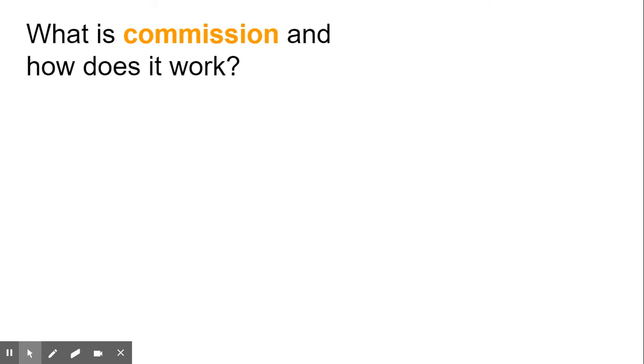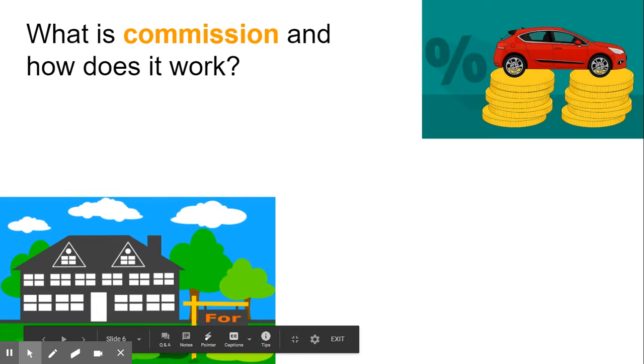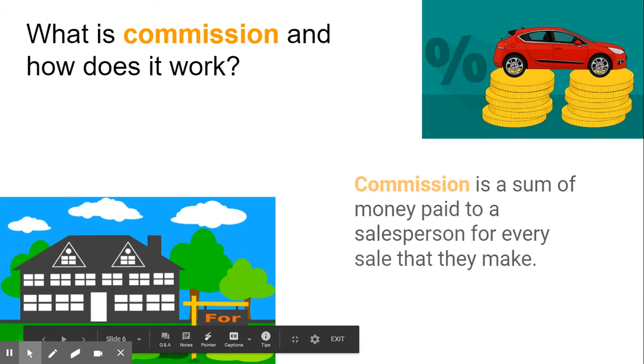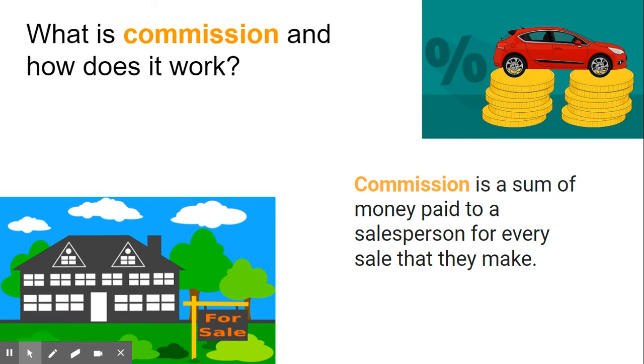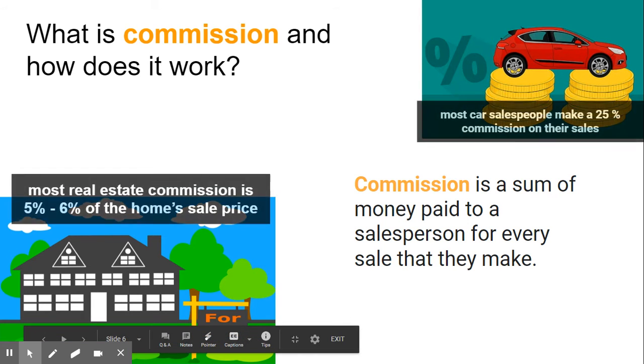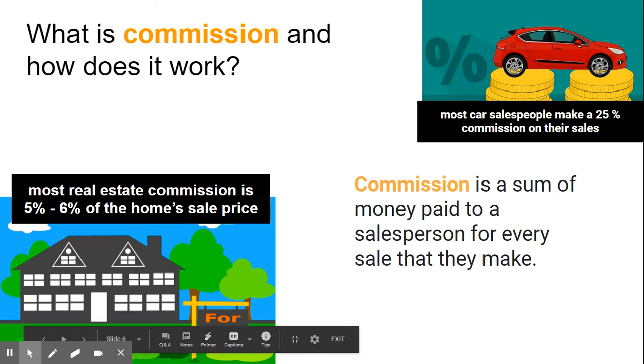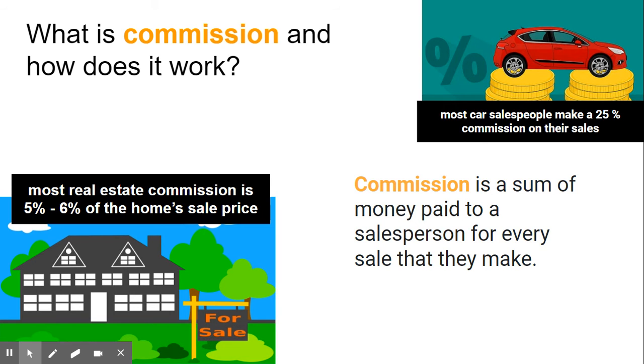All right, another word is commission. What is commission and how does it work? We're going to be seeing this word come up in our lesson. You're going to notice I have two pictures up. Commission is a sum of money paid to a salesperson for every sale that they make. So I have a friend who's a real estate agent. Every time she sells a house, she gets a commission. She gets a percentage of the home sale price.